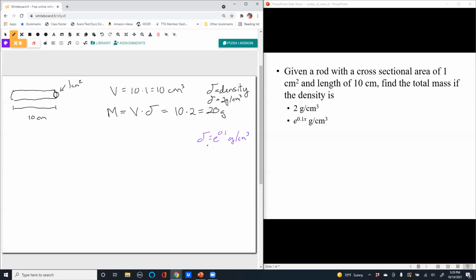But here is what's interesting. We now have a varying density. Sorry, there should be an X on there: e^0.1x. If it didn't have the X, it'd be constant. This varying density is what creates the need for the definite integral.